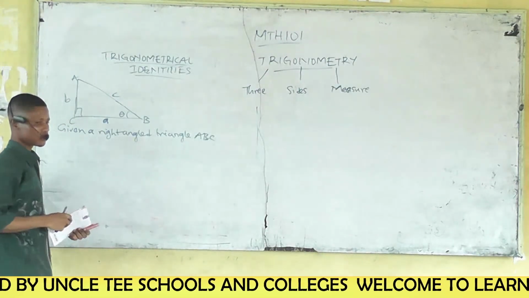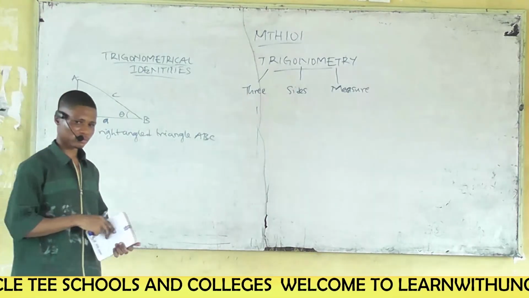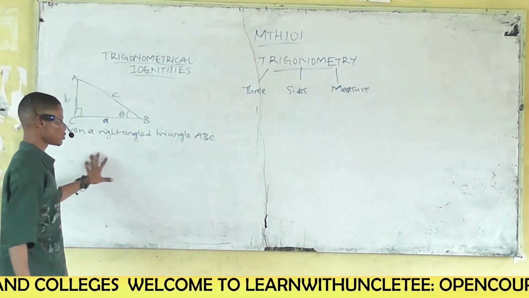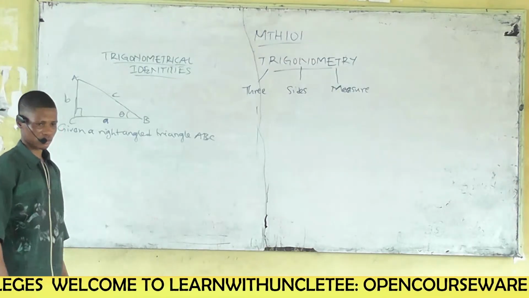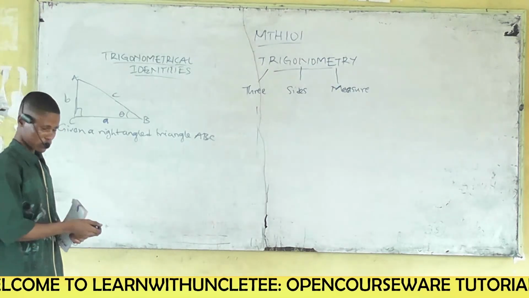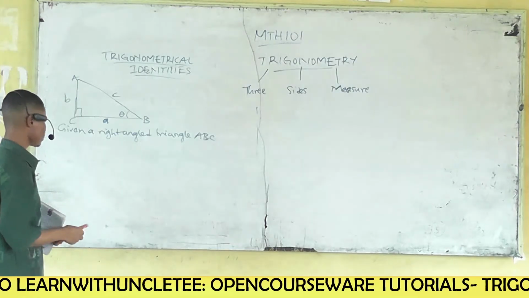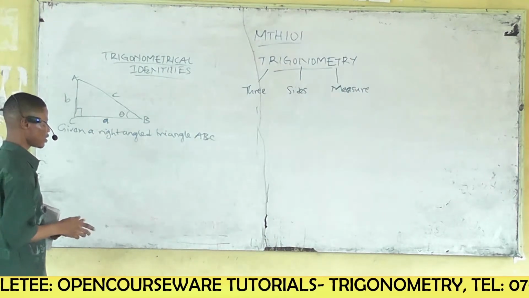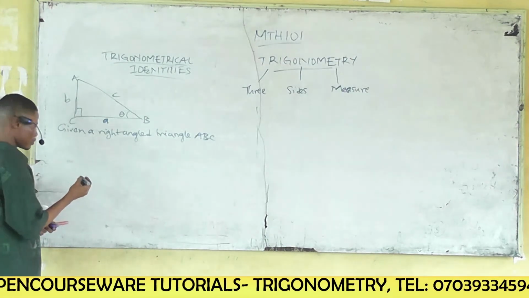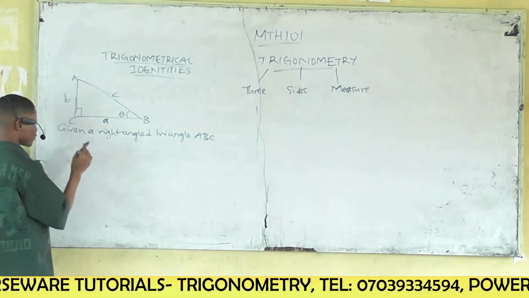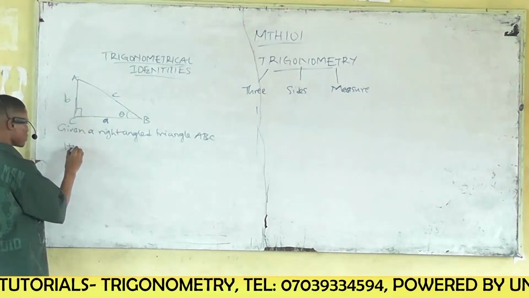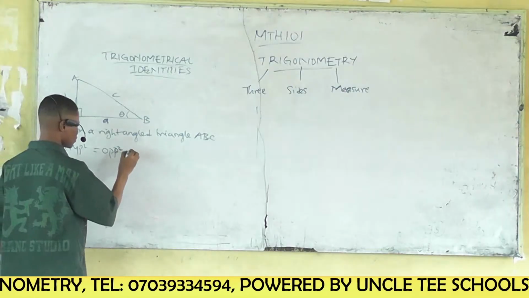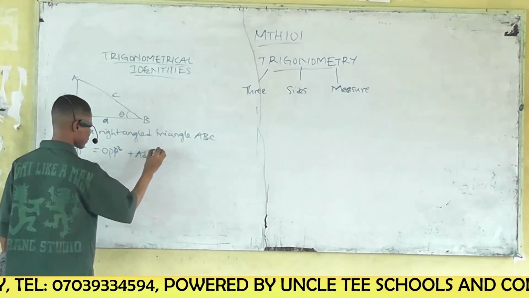So we want to start the proof now. Trigonometrical identity. Given a right triangle ABC, please, I want you all to listen to this, okay? Now, given a right angle triangle ABC, then we can start our proof. We can say from Pythagorean theorem, hypotenuse squared equals opposite squared plus adjacent squared.